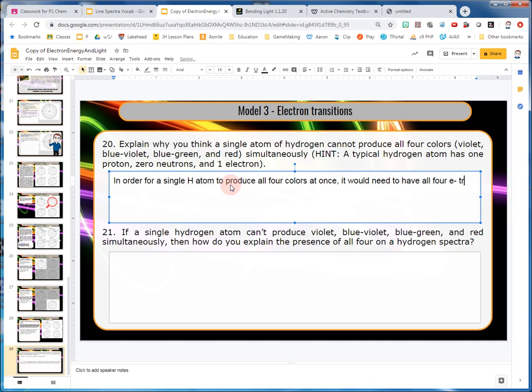You'd have all four electron transitions at once. And it can't do that because it only has one electron. And one electron can't do all four transitions. Make all four colors at once.